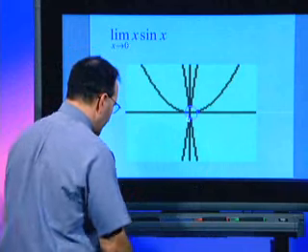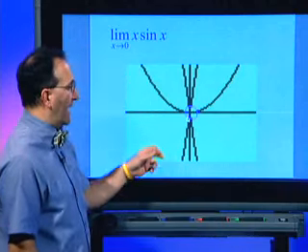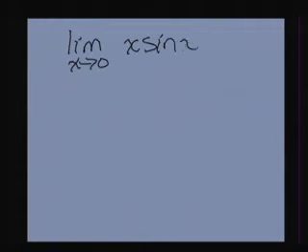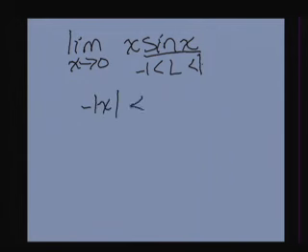So let's look at this algebraically now. If we want to look at the limit as x goes to 0 of x sine x, what we can say is, of course, sine x is going to be between positive 1 and negative 1, which means that I can write this as the negative absolute value of x less than or equal to x sine x less than or equal to the absolute value of x, like this.